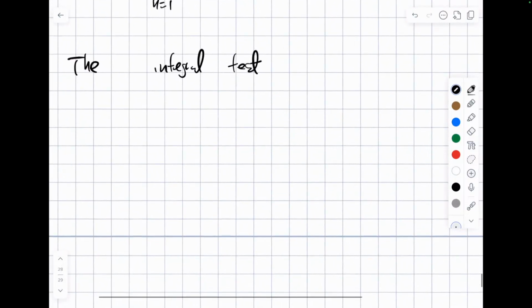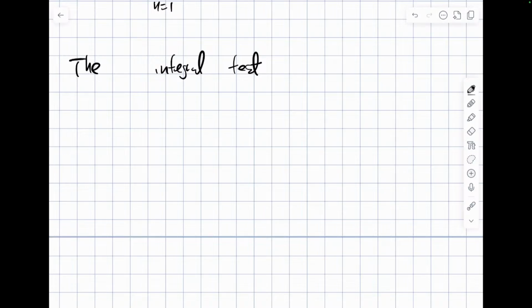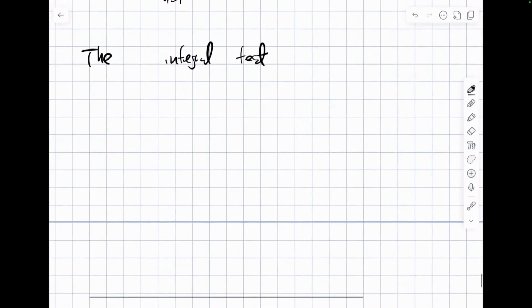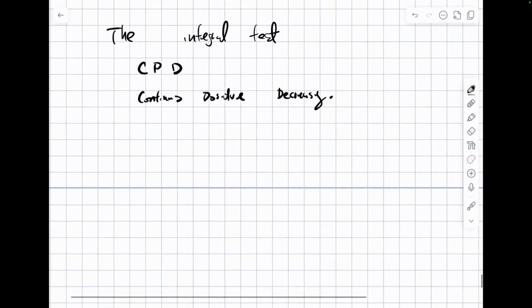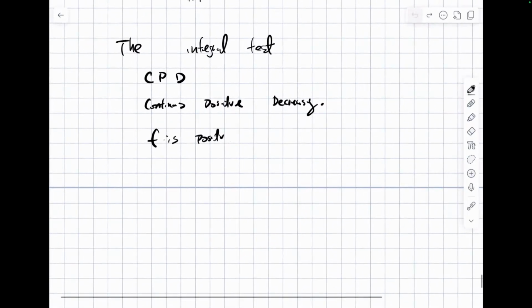You should do an integral test on it. So integral test is CPD, which is continuous, positive, and decreasing. So always know which test to use, and you have to make sure the conditions are fulfilled before you do the test. So f has to be positive, right? Oh, sorry, we already said that.